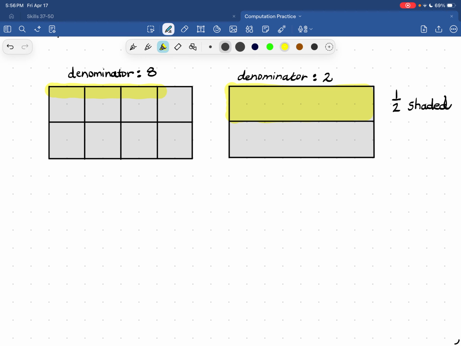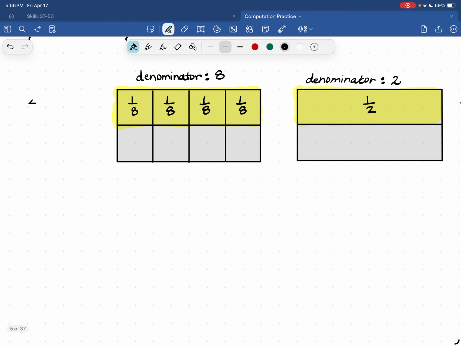Well, I would have to take this whole top row, right? Those are equal amounts shaded. So I know that this is 1/2, and this is 1/8. There's an 1/8. There's an 1/8. There's an 1/8. So in this one, I have 4/8 that I have shaded.